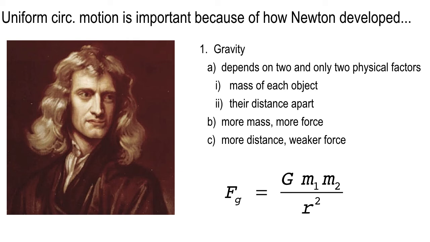A multiplication constant, capital G, that's called Newton's constant, or the gravitational constant. And then mass 1 times mass 2. That's in the numerator. Mass 1 is like the mass of the Earth, mass 2 is like the mass of the moon. Or it could be the mass of a comet and the mass of the sun.